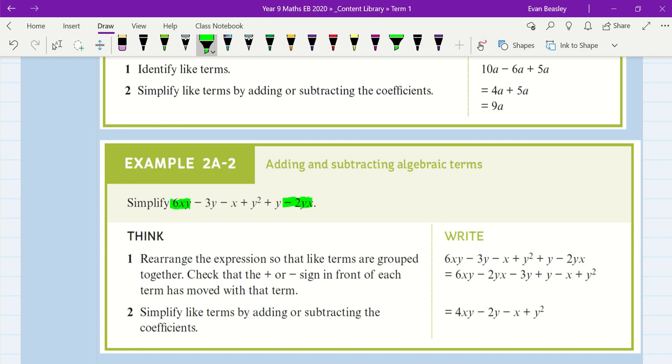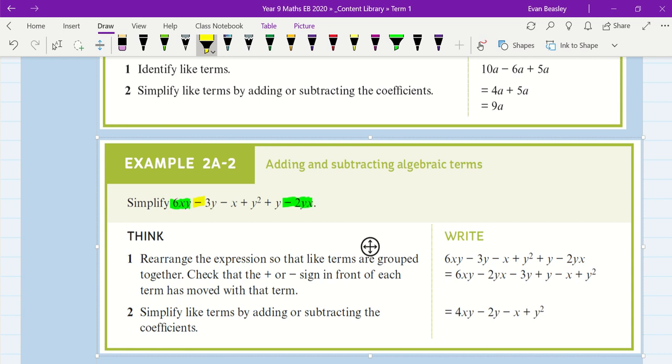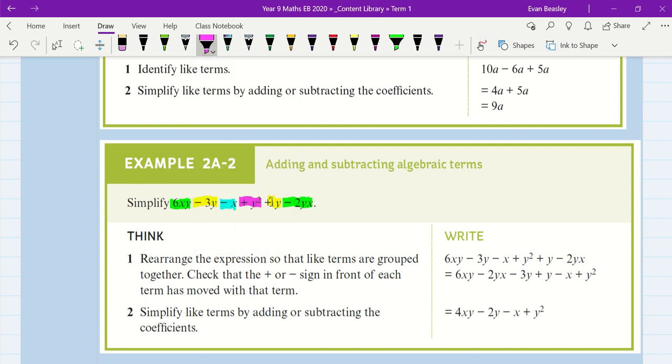Now let's have a look at any other values. Let's choose a different colour. Okay, negative 3y. Are there any other terms with just y in there? There is. You can see that that's got a y there, and that's a silent number 1 there. So you can think of that as a 1y. And there's no other x. So if I were to highlight x, we've got a negative x. There's nothing there that's like it. And a y squared, there's nothing like it.